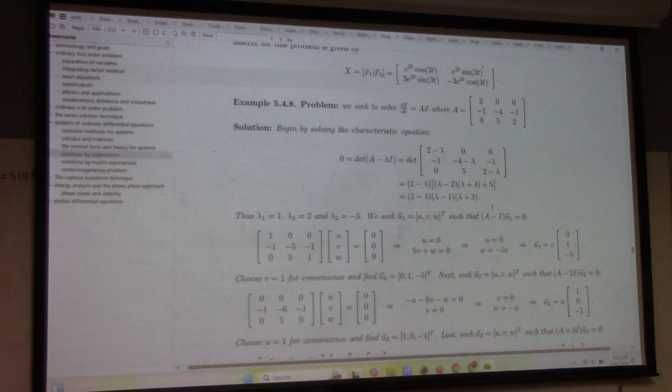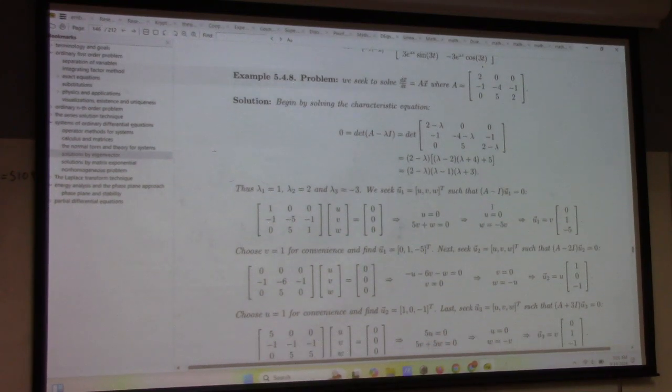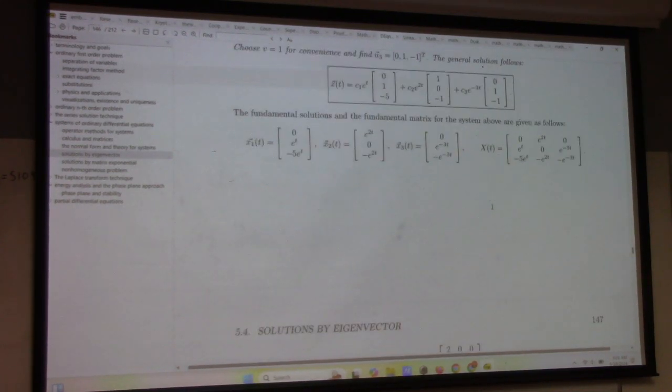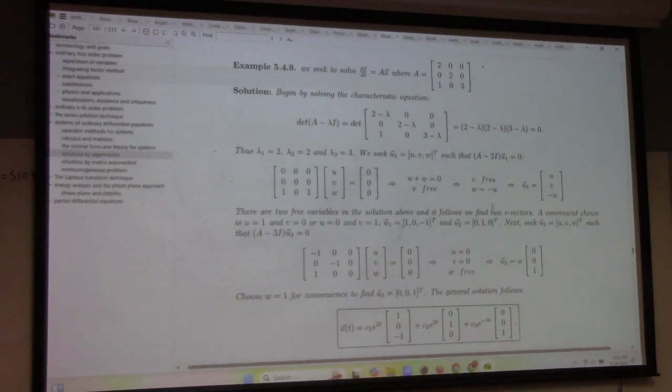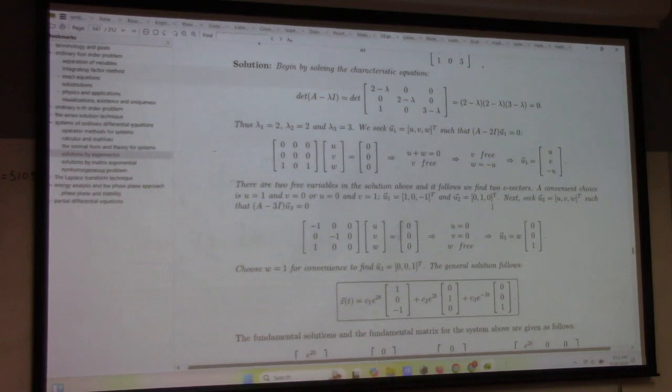This one here is a 3x3 with distinct real eigenvalues. We looked at an example like that. This one here has a repeated eigenvalue of 2, and this one's a little bit different than anything we looked at in class so far.